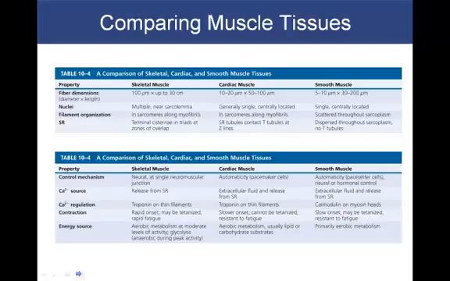In Table 10.4, we have a really good comparison of properties between skeletal, cardiac, and smooth muscle. It's just a good review if you want to go back and summarize all of that material.